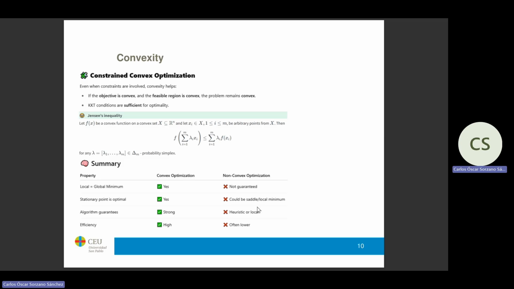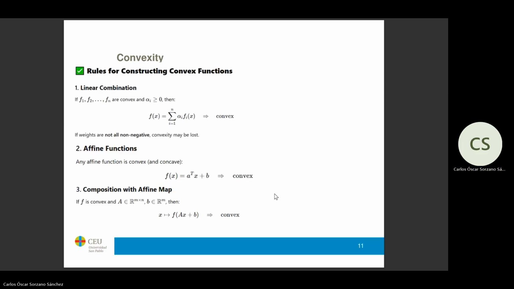problems, they converge to a local minimum, or you use some heuristic to find something useful, but you are not guaranteed to go to the global minimum. And for convex problems, you go very quickly to the global minimum. And here you may go much more slowly. Okay, very good.